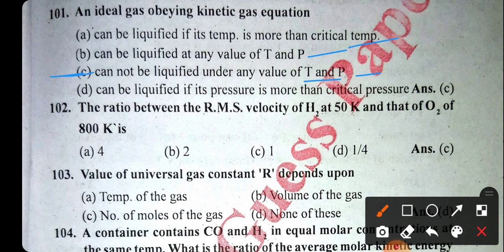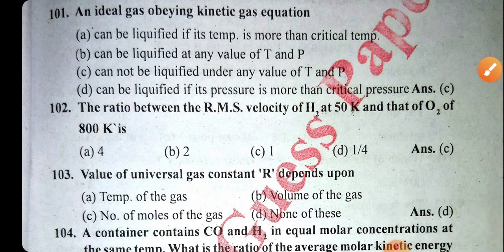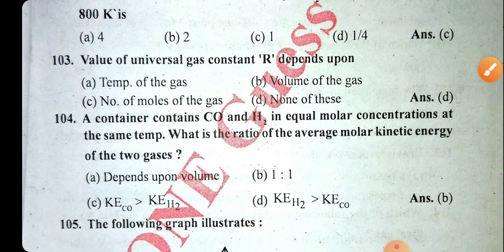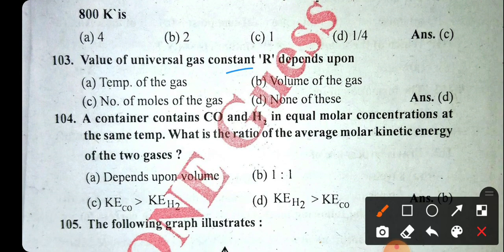Now the next question is, the ratio between the RMS velocity of H2 at 50 calorie and that of O2 at 80 calorie. That will be option C, equal to the same, that is 1. Okay. Now the next question is, the value of gas constant, that is R, depends upon, that it depends upon none of the above statements given there, that is temperature of the gas, volume of the gas, or mole of gas. It depends on none of these.